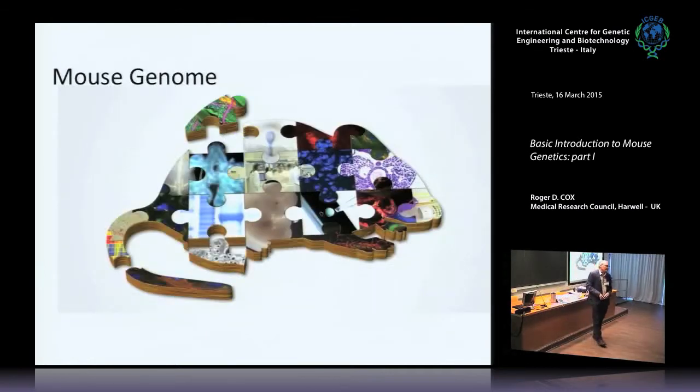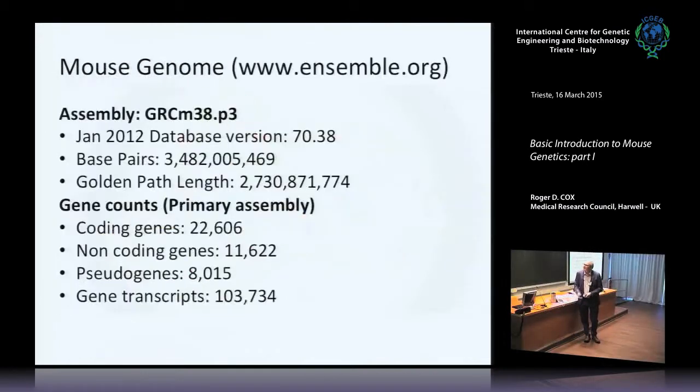So I said that the mouse is readily manipulated and that we've got genome sequence. So what do we know about the sequence of the mouse genome? This is another important source of information, the Ensembl website. And this is just some summary statistics on the mouse genome. So there's about 3.4 times 10 to the 9 base pairs in length.